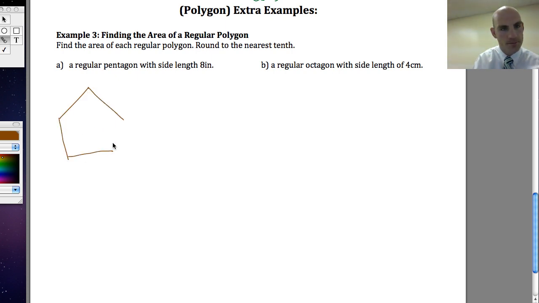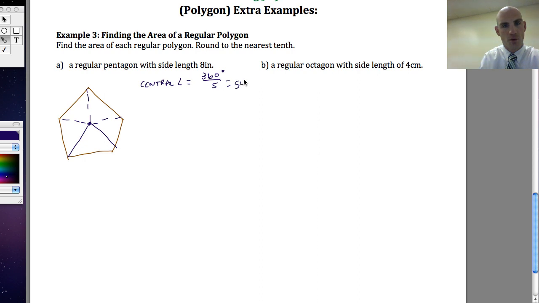If I draw my pentagon out here, and I know that it's regular, watch what I do. I'm going to draw in this bottom central angle, but I'm going to know that I have other central angles here. How many degrees are in each central angle? Well, I have 1, 2, 3, 4, 5 central angles. So central angle is going to be 360 degrees divided by 5 total angles, which gives me 72 degrees.